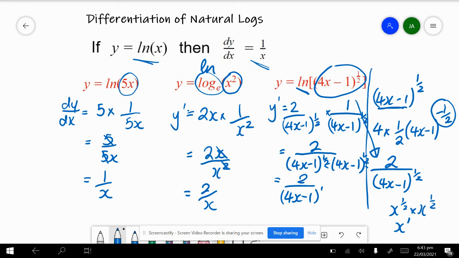So the key thing, I guess, with natural logs is that you differentiate the inside bit and bring it out the front like we did before. The log then becomes 1 over whatever's inside the brackets. Hopefully that makes sense.